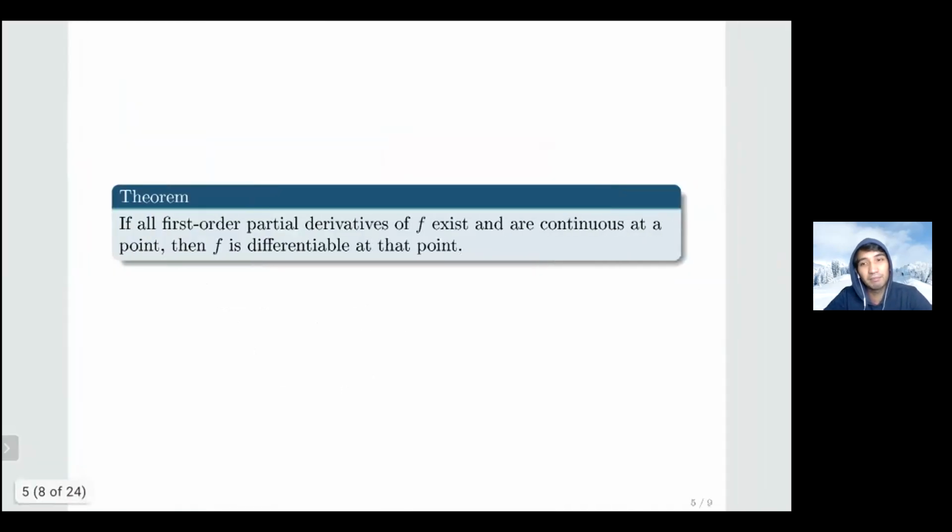Tapos, paano naman natin malalaman kung differentiable ang isang function? There's a very useful theorem, and most of the examples or most of the functions that we will encounter in this course ay nasasatisfy yung premise ng theorem na to. So, anong sabi sa theorem? Kapag daw lahat ng first order partial derivatives of f ay nag-exist at continuous, automatic differentiable. Okay? So, if fx and fy are continuous at the point, differentiable siya dun sa point na yan. So, karamihan ng function na makikita natin sa course na to, continuous yung f sub x at saka f sub y. So, differentiable yung mga function na yun.